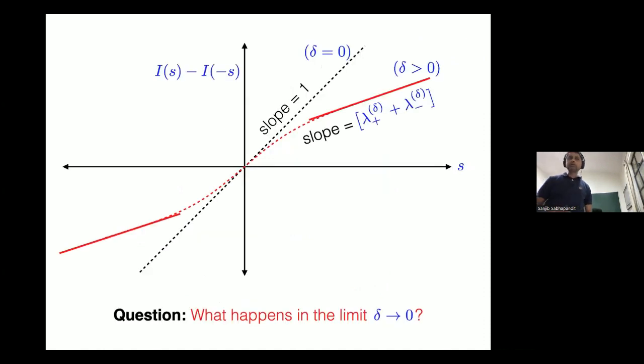So now the question in this picture, the same question, is what happens in the delta going to 0 limit. Whether this red line goes to this dashed line, so this red curve basically collapses to the black straight line, or it becomes something else. If it becomes something else, then it violates the fluctuation theorem. On the other hand, if it goes to this straight line, then it satisfies the fluctuation theorem.